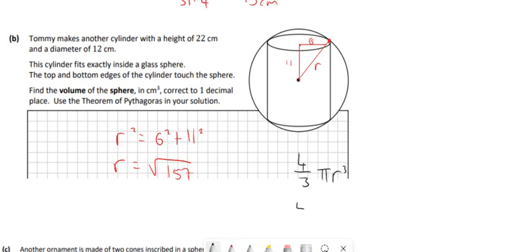I'm just going to put that in. I'll leave it like that because we'll get a big long decimal if we put down what it actually is. So root 157, and then we're going to cube that, and then in the end that should give us 8240.2 centimeter cubed.